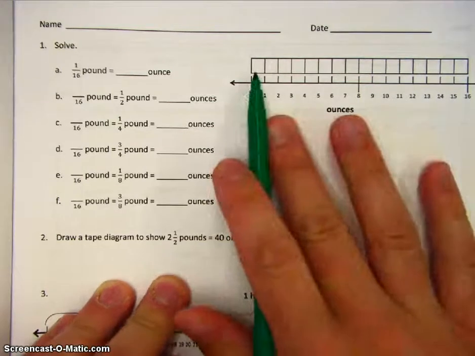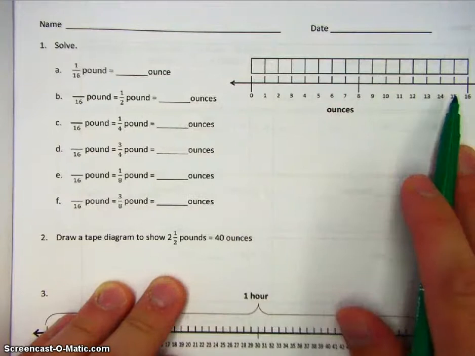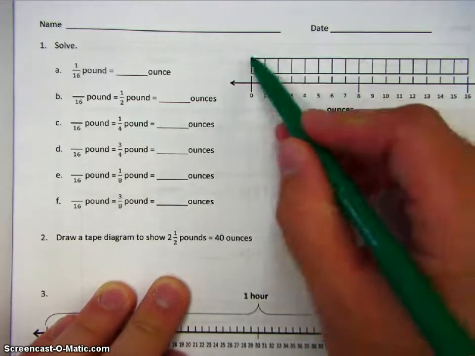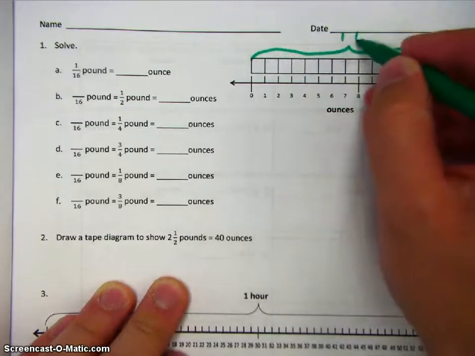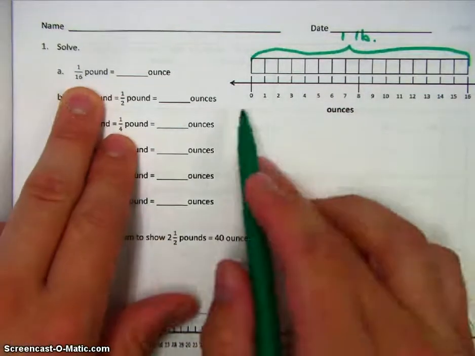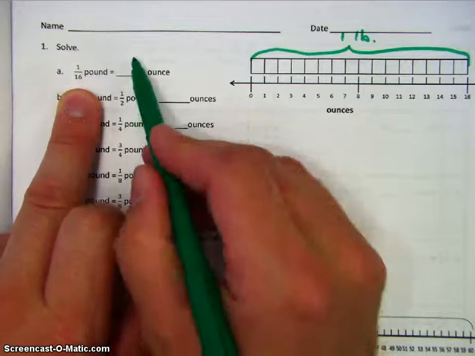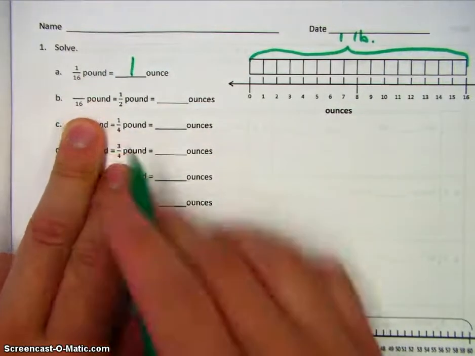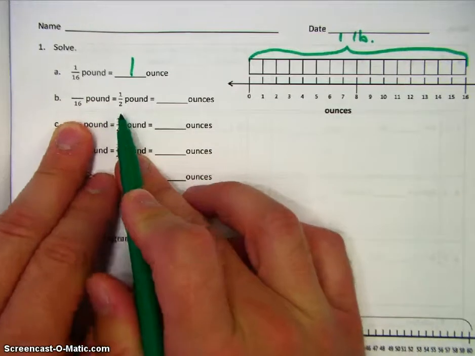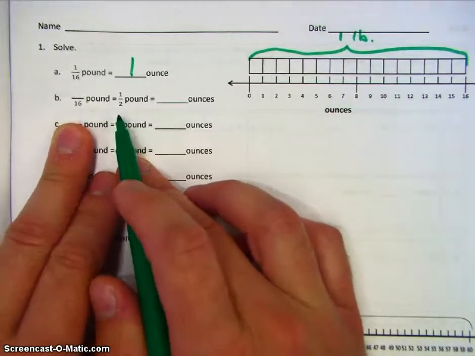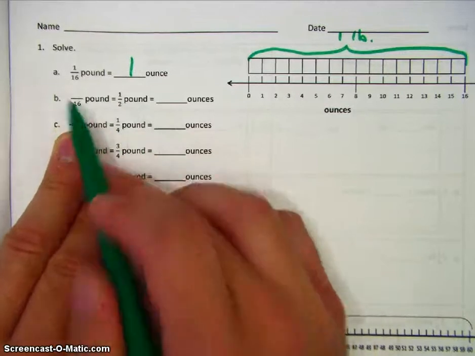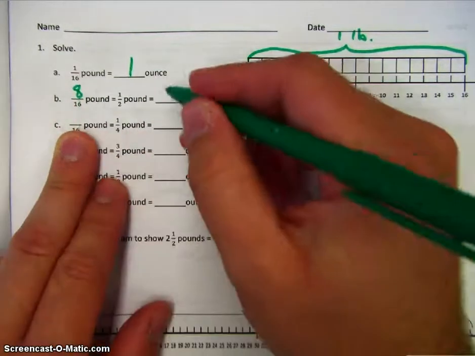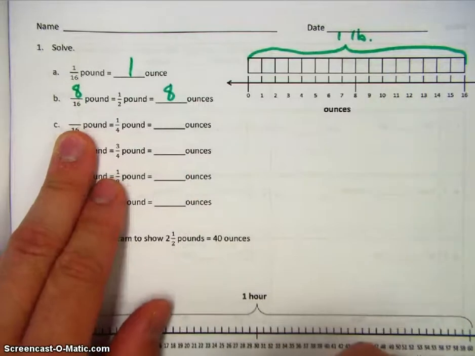Okay, as you can see here from our tape diagram and our number line, there's 16 ounces to equal our 1 pound. So if this whole tape diagram represents 1 pound, then 1/16 of a pound would be 1 ounce, because there's 16 ounces in that pound. Now what's 1/2 of a pound equal? Again we think, what's half of 16? Half of 16 would be 8. So 8/16 would give us our 8 ounces.